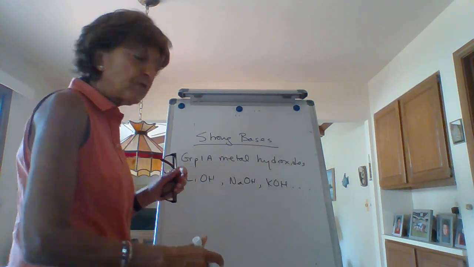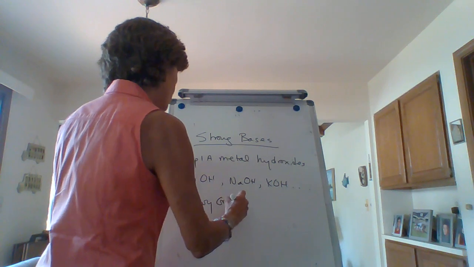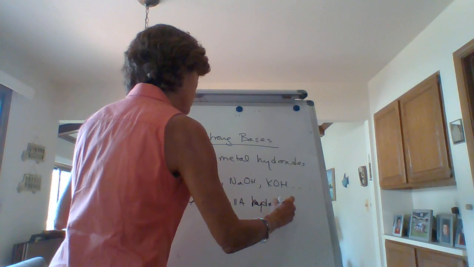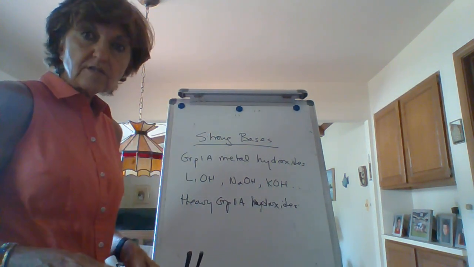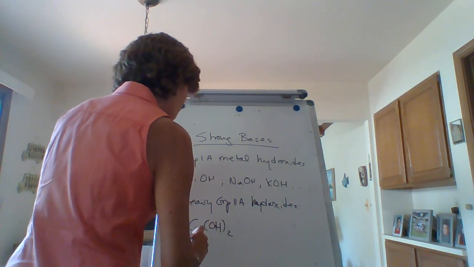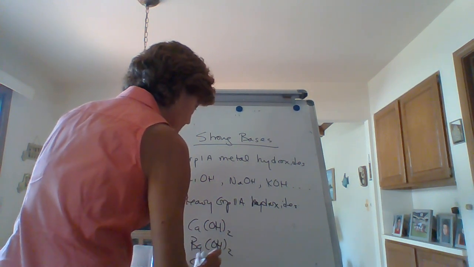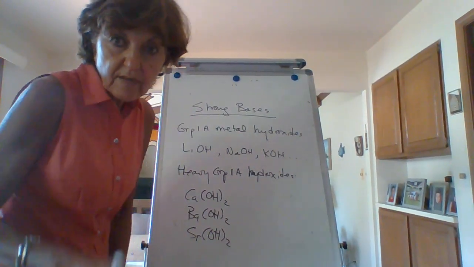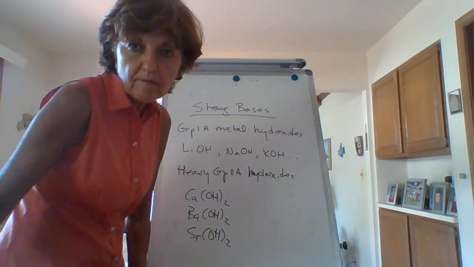All group 1A. Also, heavy group 2A hydroxides. So looking at the periodic table, heavier, calcium, and heavier. So calcium hydroxide, barium hydroxide, strontium hydroxide, okay? Not magnesium hydroxide, that's not heavy enough. So these guys and these guys, those are the strong bases. Okay.